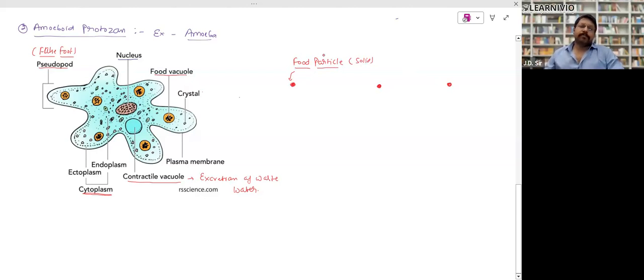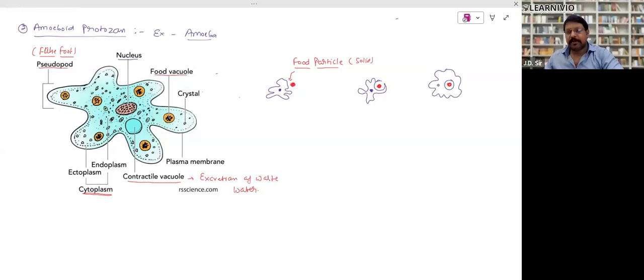This is the solid food particle, and this is the amoeba. This is a pseudopodia. When amoeba sees any food particle, it will change its shape and convert into a finger-like structure this way. With the help of these pseudopodia, it tries to engulf the food particle. Finally, it will engulf the food particle inside its body.